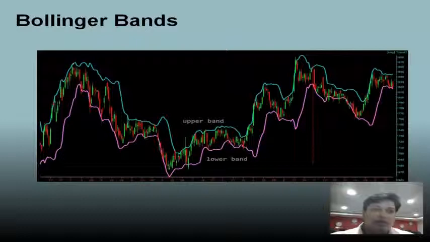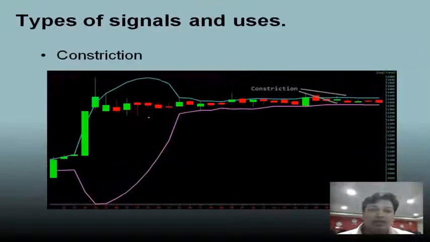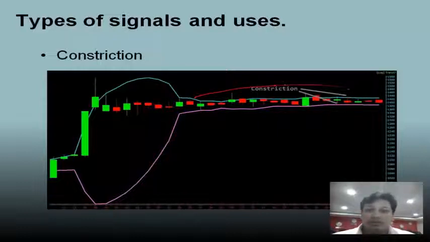So this is how Bollinger Bands are constructed. This is the upper band. Let's look at 5 different variations of Bollinger Bands. The first variation of Bollinger Bands is called the constriction. So this is called the constriction.